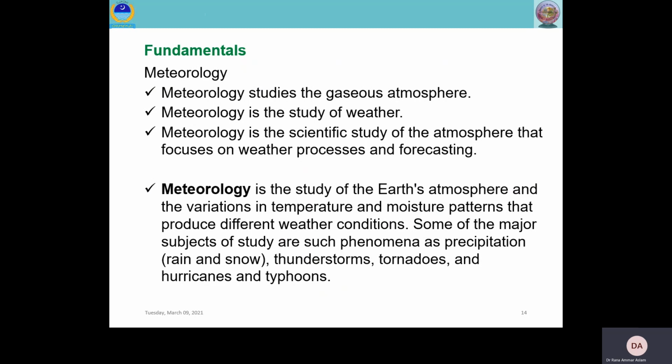So if you talk about the domain, meteorology basically covers the atmosphere, right? Meteorology. So this is a more comprehensive definition. If you want to study, you can do it by yourself. But I have explained to you that meteorology covers three aspects.